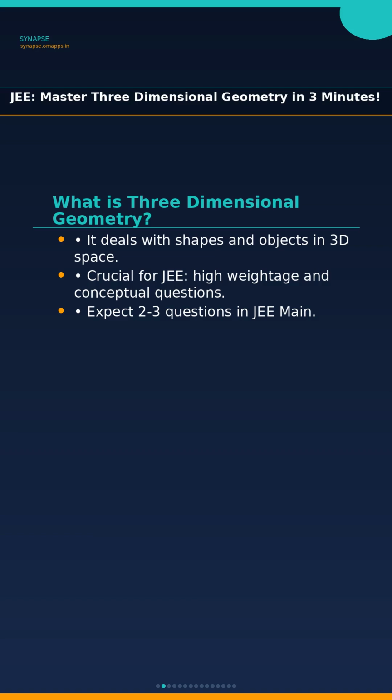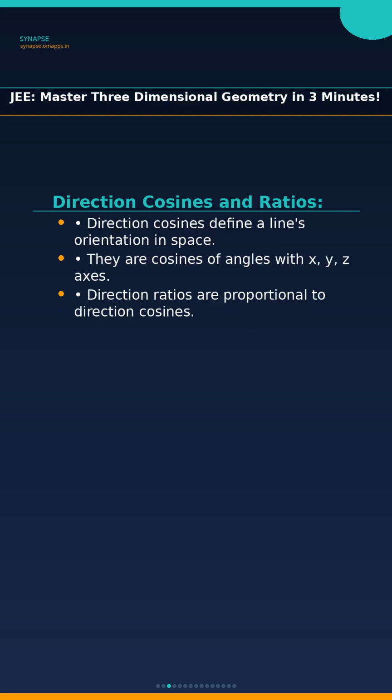It's super important for JEE because it has a high weightage and often involves tricky conceptual questions. Expect around 2 to 3 questions in your JEE Main exam, so let's get started. Let's dive into our first topic, direction cosines and ratios.